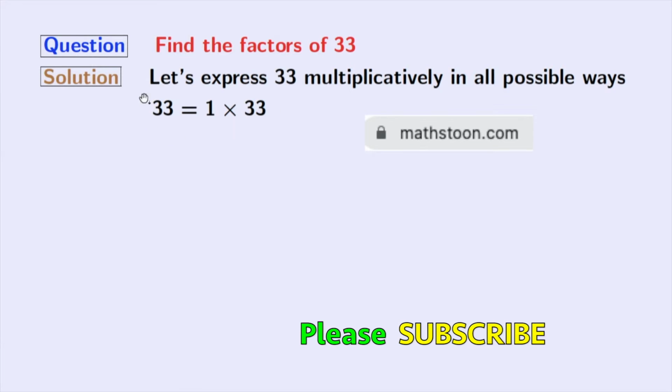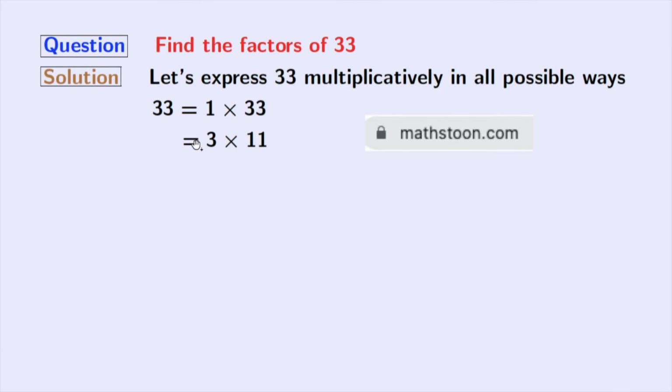Next, the number 2 does not divide this number as 33 is an odd number. So we will try for 3 and we see that 33 is equal to 3 times 11. Now between 3 and 11 there is no number which can divide 33. So we will stop factorizing further.